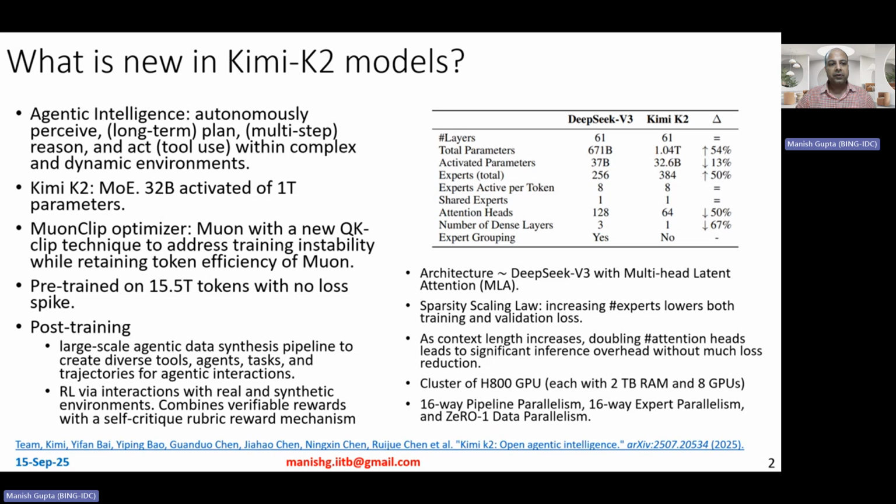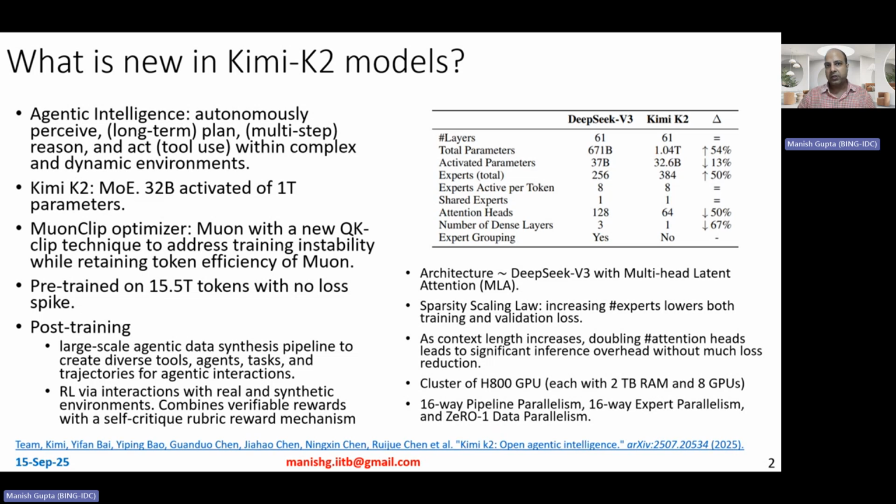Now, the MuonClip optimizer is focused on making the best use of every pre-training token, so it optimizes for token efficiency. The models have been pre-trained on 15.5 trillion tokens. And because of the training stability, thanks to the MuonClip optimizer, they show that there is no loss spike.